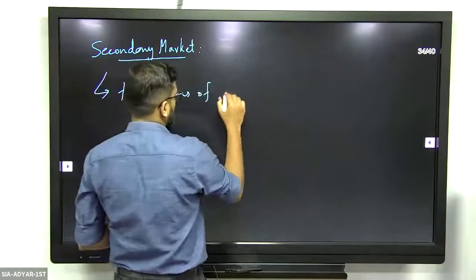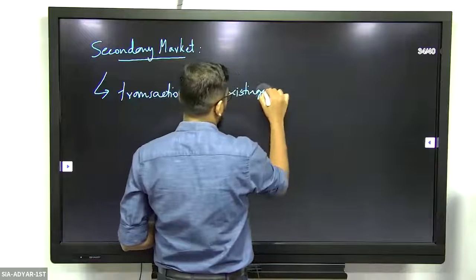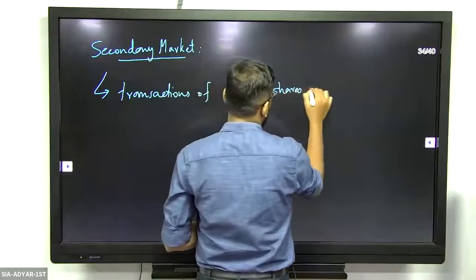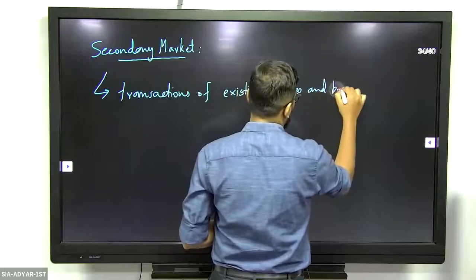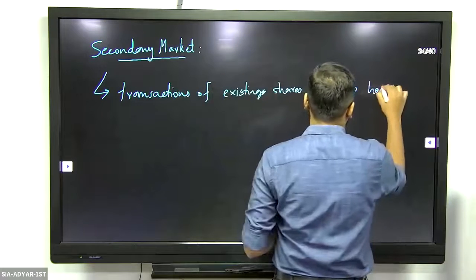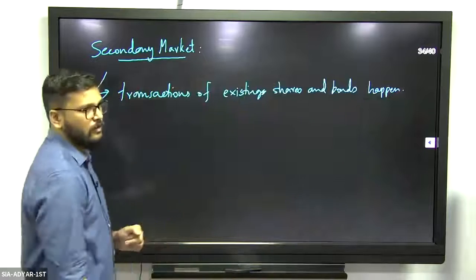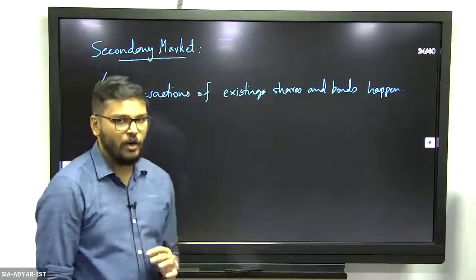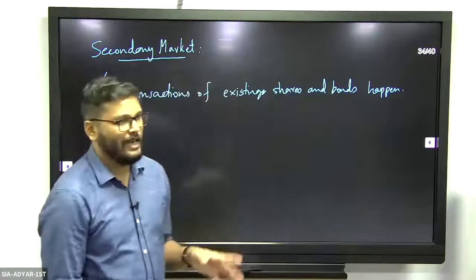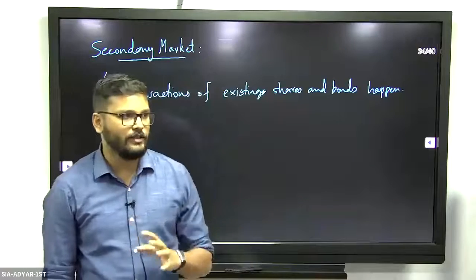All right, so that is how the secondary market comes into existence, where transactions of existing, not new, existing shares and bonds, which are nothing but financial instruments, happen. New bonds and shares are not issued in the secondary market. Only already issued bonds and shares are transacted in the secondary market.